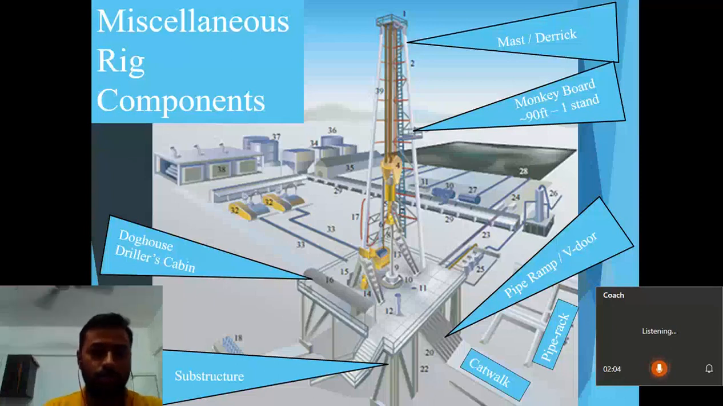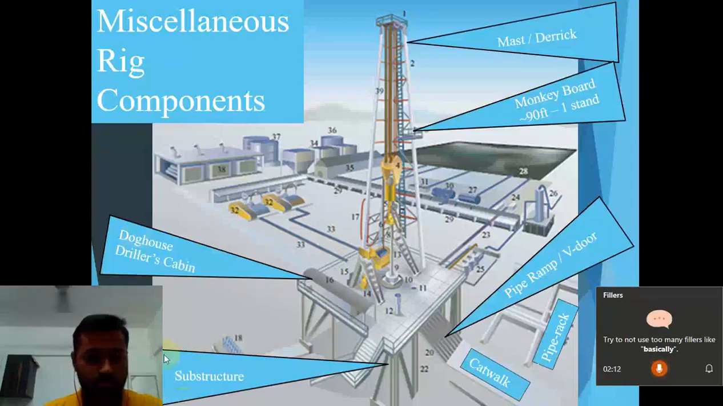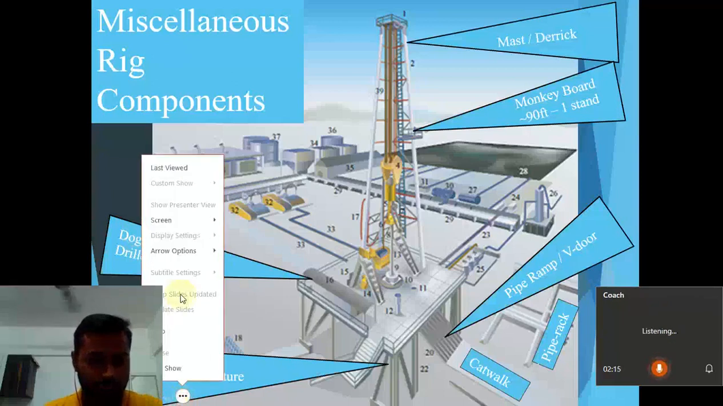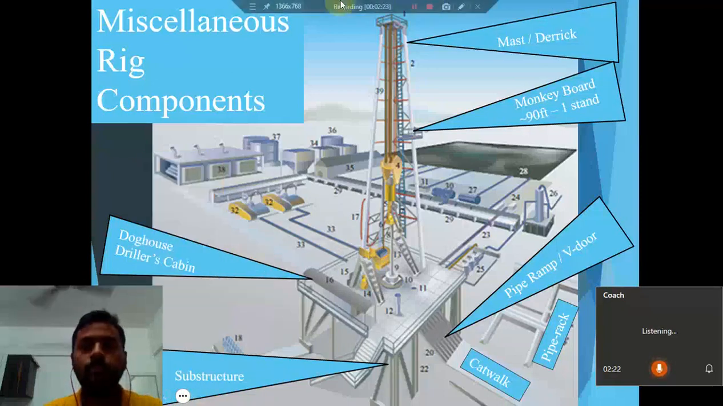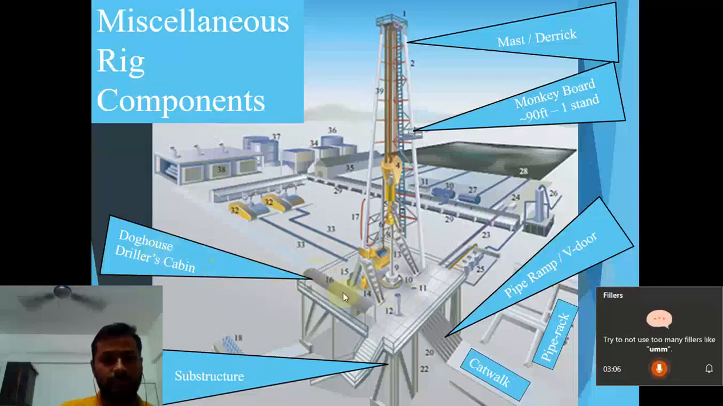Basically you have first the driller's cabin, right here. Okay, I hope my mouse is visible. So for some miscellaneous rig components, this is the doghouse or the driller's cabin, where the mud logging data comes. Basically, this is where the driller has all his equipment.